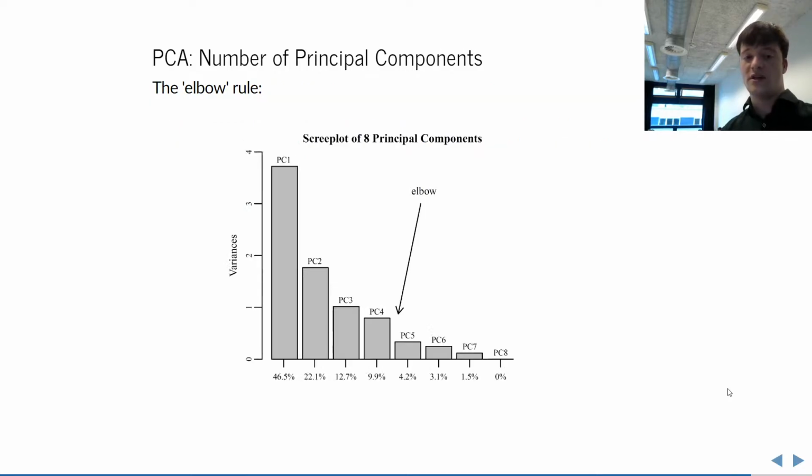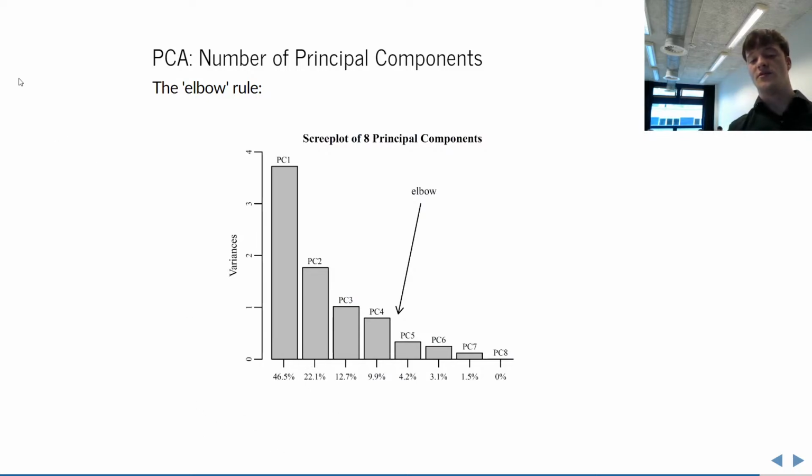Now, the elbow rule is applied by producing a scree plot. It's not important that you remember it's called a scree plot, but it's useful to know so you know what the function is called, which plots the proportion of variance explained by every principal component. Then you can see, okay, if I only use one dimension for this example PCA, that gives me 46.5% of the total variance. If I also include the second dimension, then I have another 22.1%.